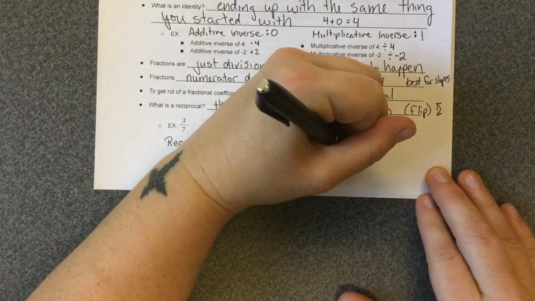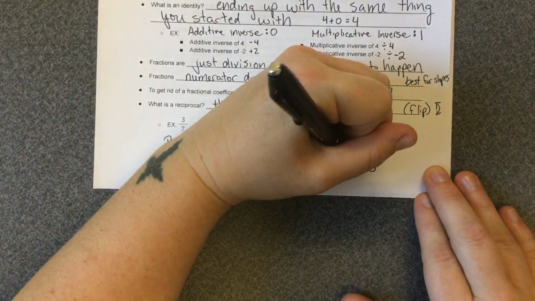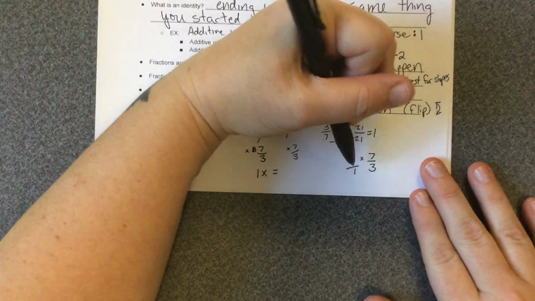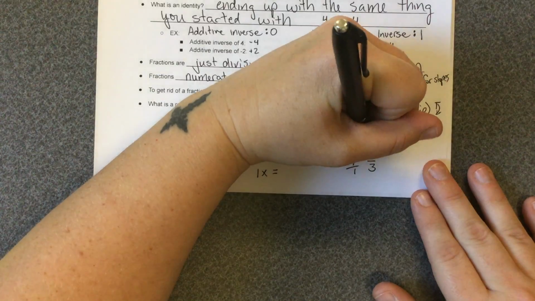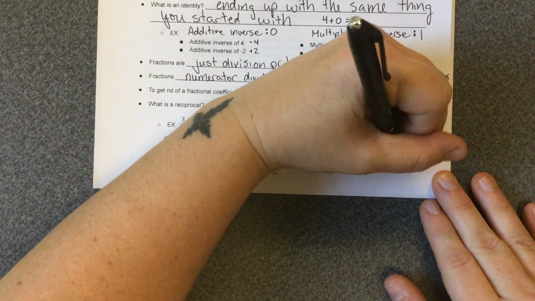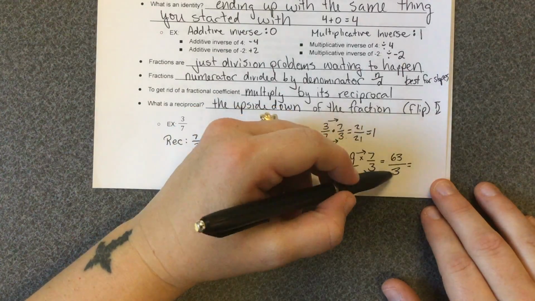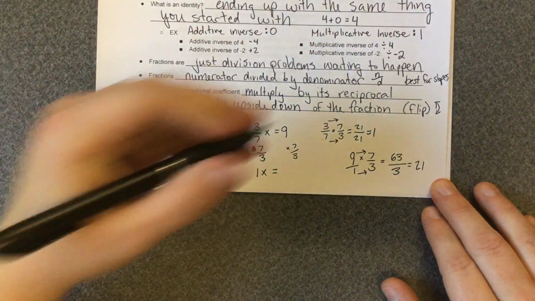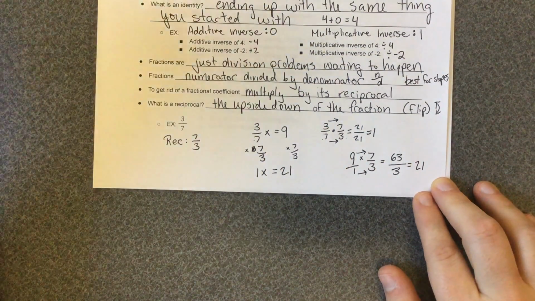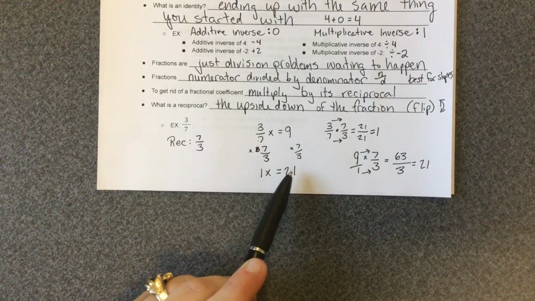And then if I multiply 9 times 7/3, remember that 9 is just 9/1. 9 divided by 1 is still 9. But now I have a top and a bottom. Multiply the top. 9 times 7 is 63. Multiply the bottom. 1 times 3 is 3. And then simplify or divide. 63 divided by 3 is 21. So the answer to my question, 3/7 x equals 9, what is x? x would have to be 21.